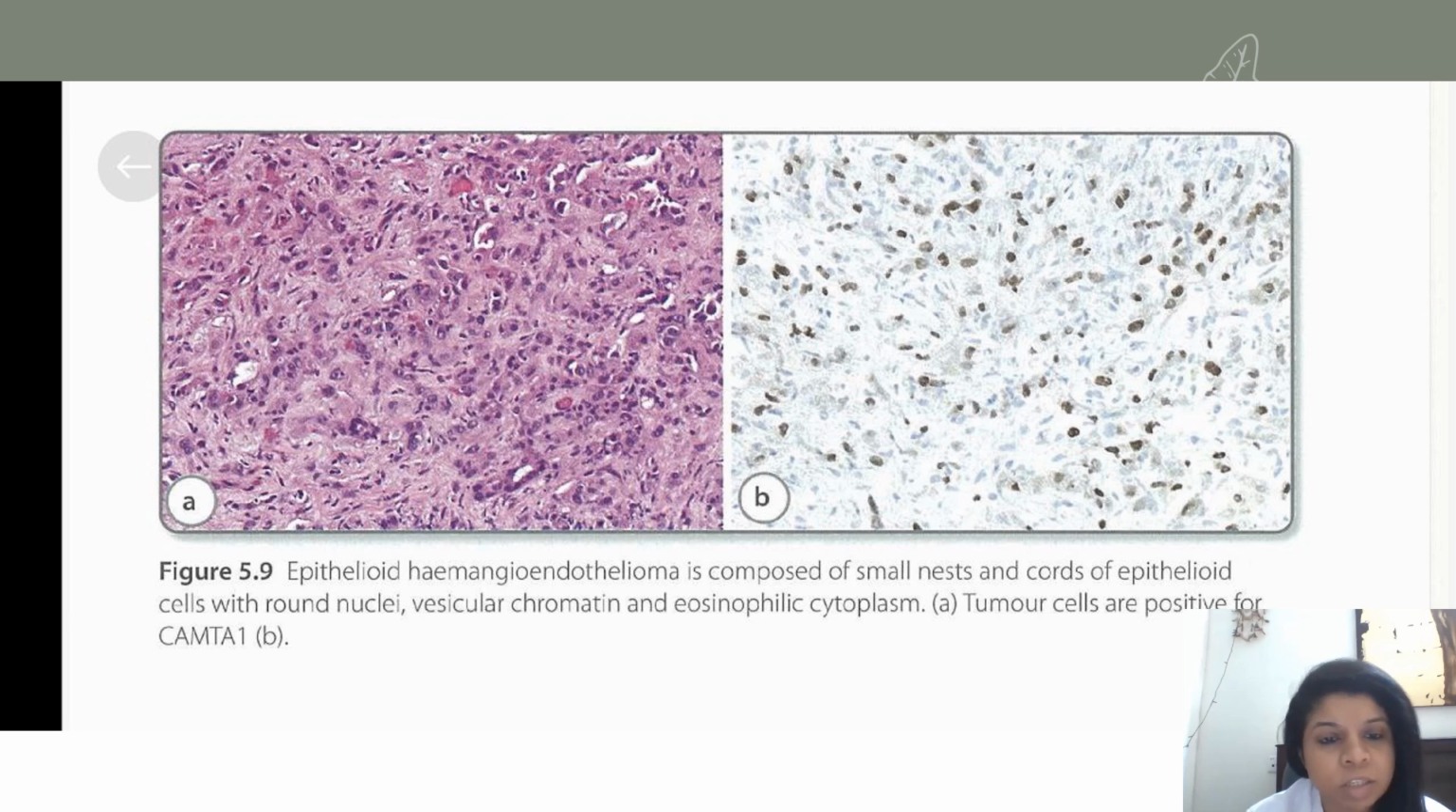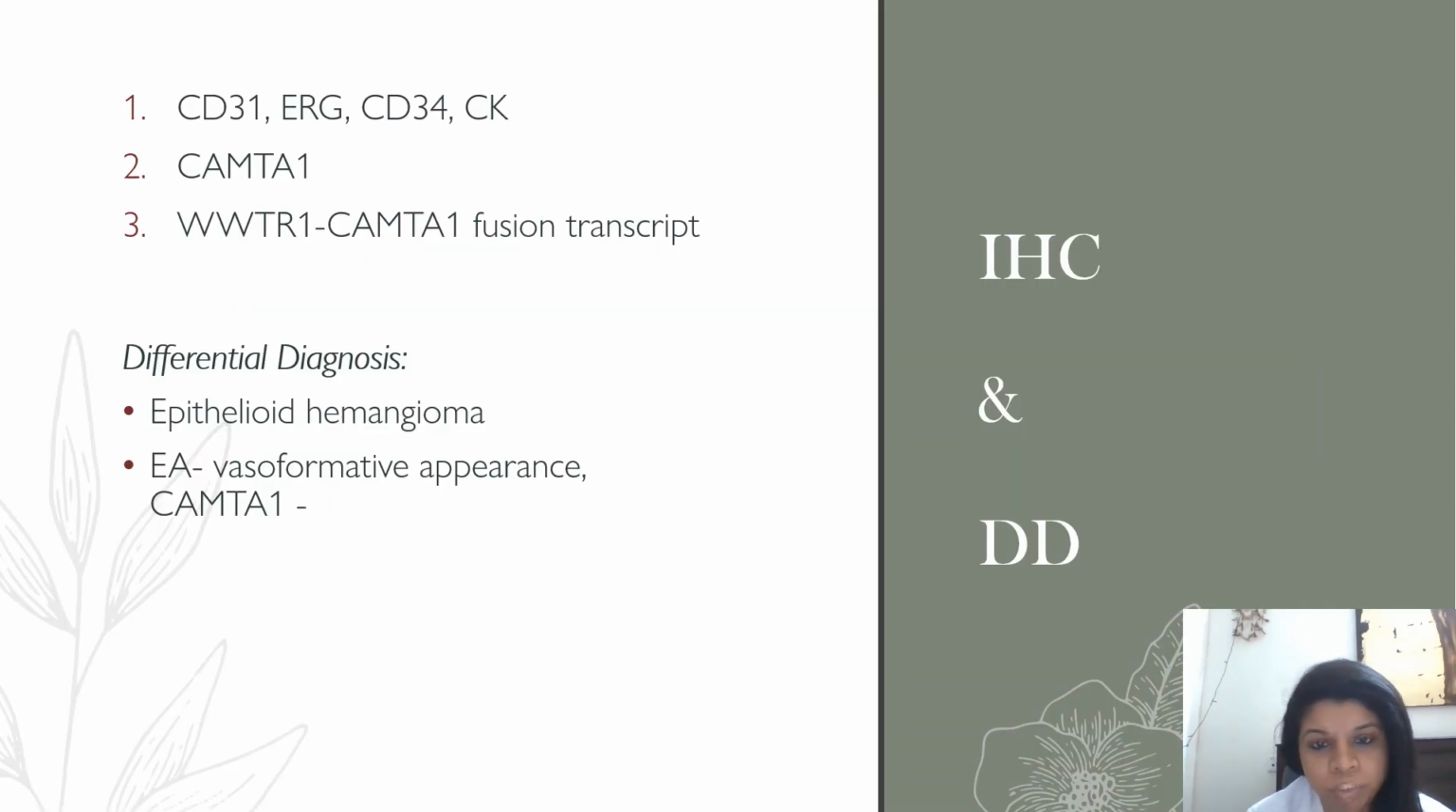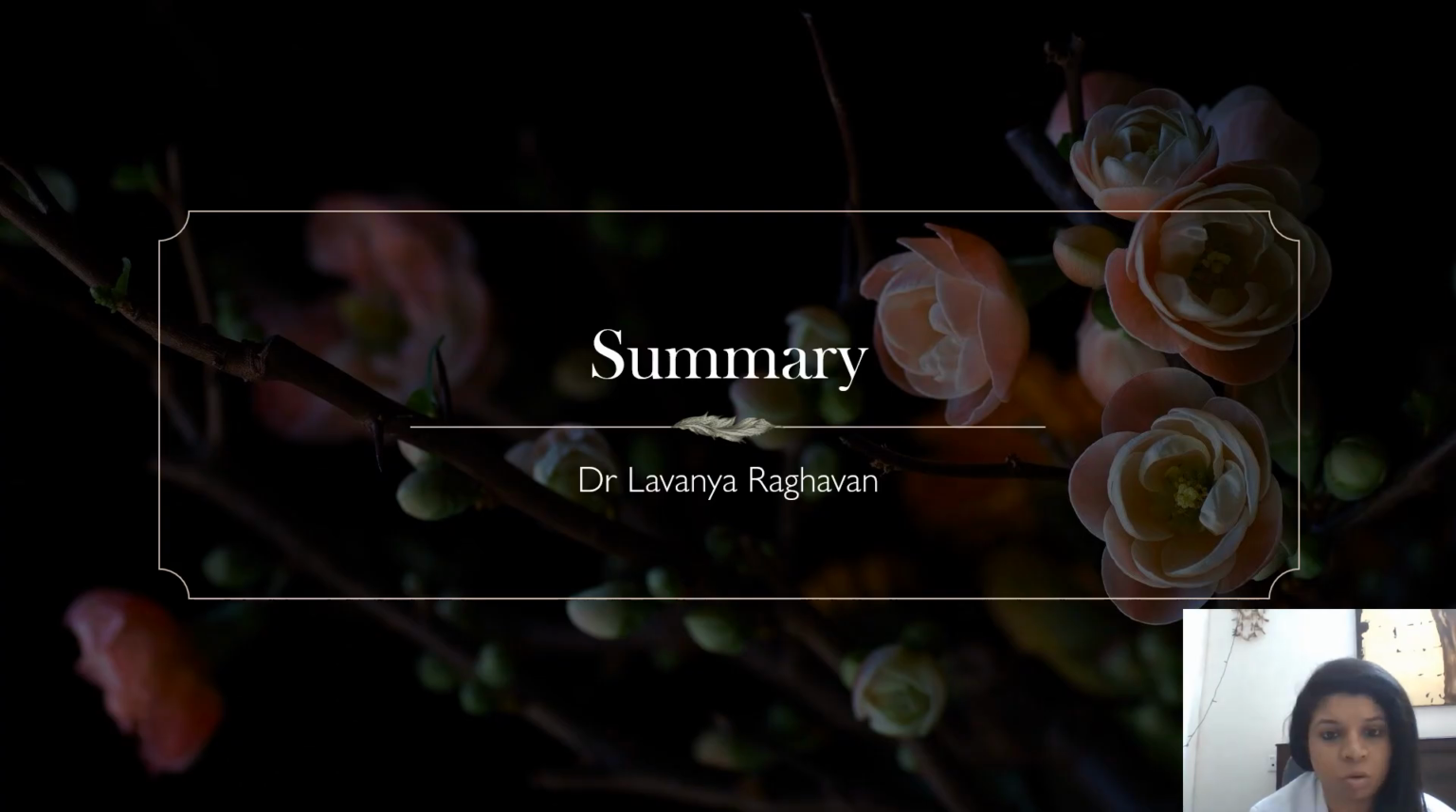They are usually seen as nests and cords of epithelioid cells with round nuclei, vesicular chromatin, etc. And IHC wise, they show CAMTA1 positivity. They show the fusion transcript, that is WWTR1 and CAMTA1. And like angiosarcoma, they also show CD31, 34, cytokeratin, etc. positive. So their DDs are, as I discussed, epithelioid hemangioma and epithelioid angiosarcoma.